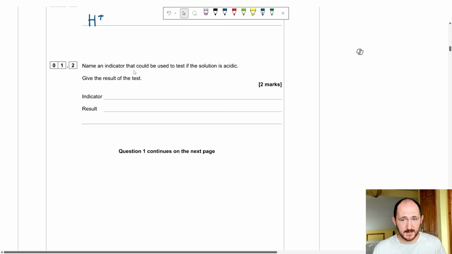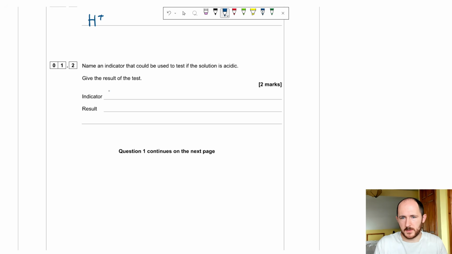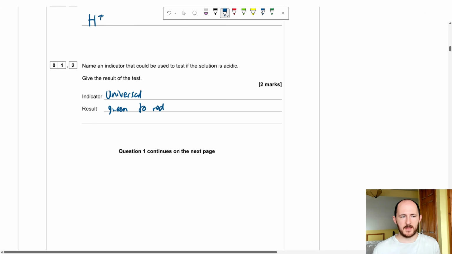This is name an indicator, so any indicator that can be used to test if the solution is acidic and give the result. Probably the most common one is universal indicator, which would turn from like green, because water is normally neutral, and it would go to a red or orange or yellow, depending on how acidic the solution is. But you can also say, for example, blue litmus paper, which would turn red in an acidic solution, and methyl orange, which also turns red in an acidic solution. So any of those three would give you the marks.